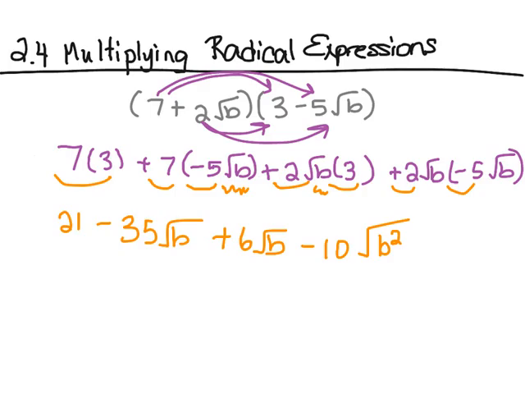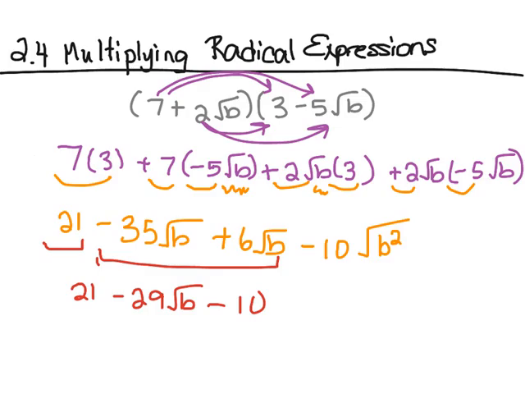So now we're going to simplify. This stays as 21. Negative 35 plus 6 is negative 29b root b. And this will turn into negative 10 times b, because your squared and your square root sign are going to cancel. Now the only other thing we have to put is when it's defined. So because this is an even index and we only have one b, we know that b has to be greater than or equal to 0.